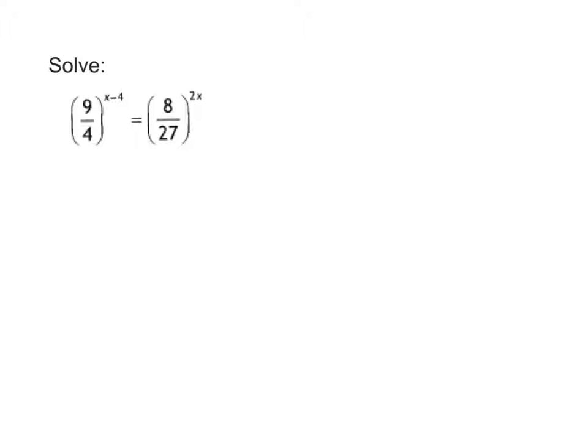I'm looking at the 9 over 4 and the 8 over 27, and those don't really seem to correspond to anything to me, but if I change it like this, 9 over 4 to the x minus 4 equals 27 over 8 to the 2x, to the negative 2x. So I made the exponent negative just by flipping that one over, right? That's one of the exponent laws. When you take the reciprocal of the base, the exponent becomes negative. Now I can see similarities between 9 over 4 and 27 over 8, because both of them are 3 over 2 to some power. 9 over 4 is 3 over 2 squared.